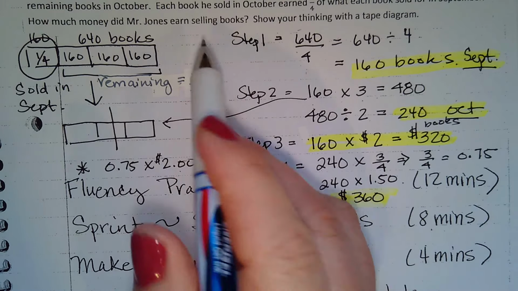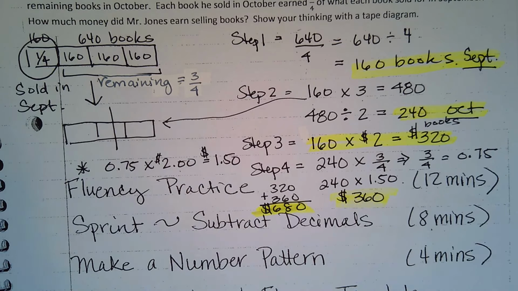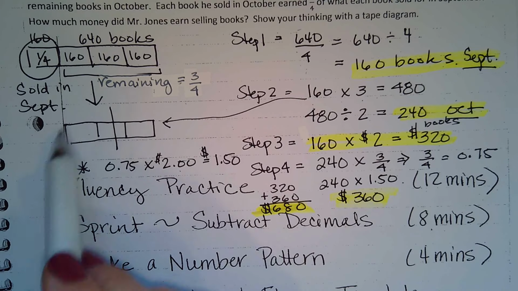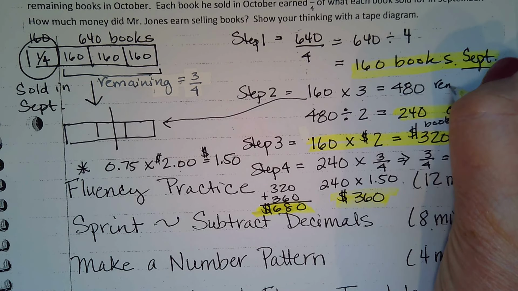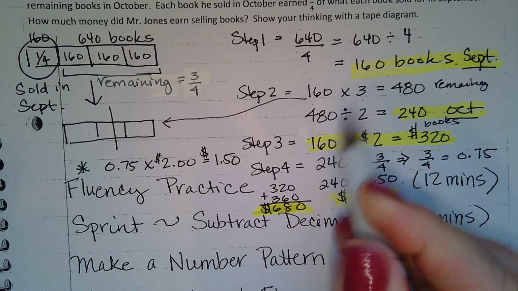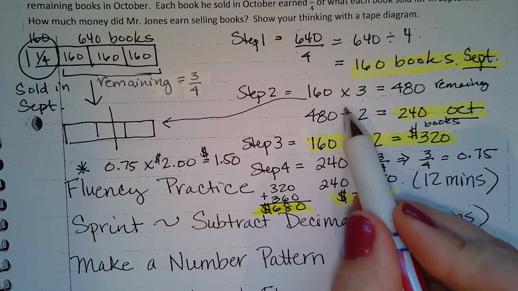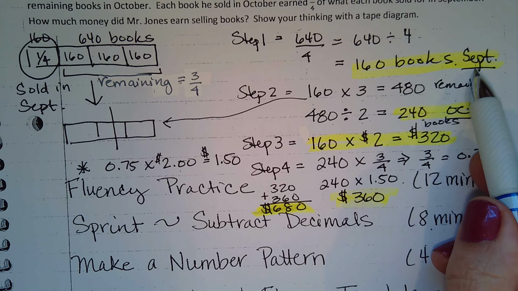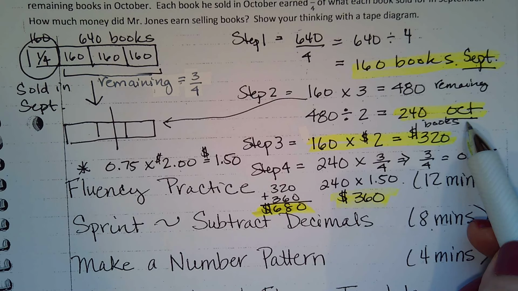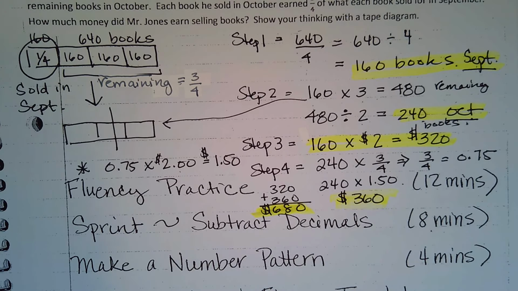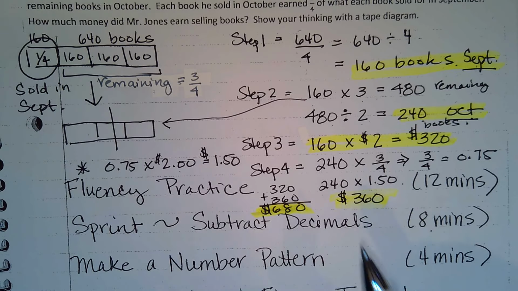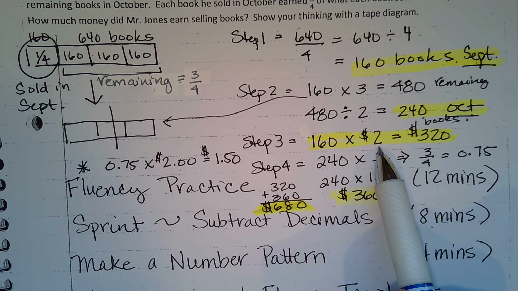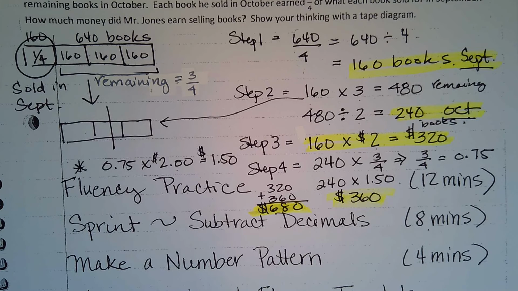Now, it says he sold half of the remaining. He sold half. And this is that remaining, right? He sold half. 480 divided by 2 is 240 books in October. So he sold 160 books in September, 240 books in October. Now I want to start figuring out how much money he made. So I know that 160 books in September were sold for $2 each, which equals $320.